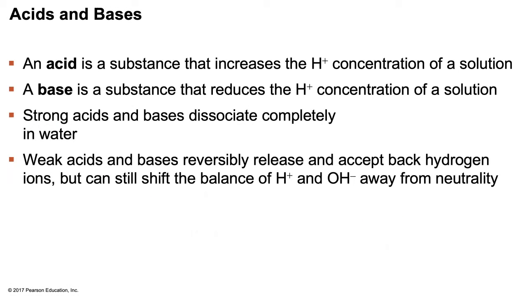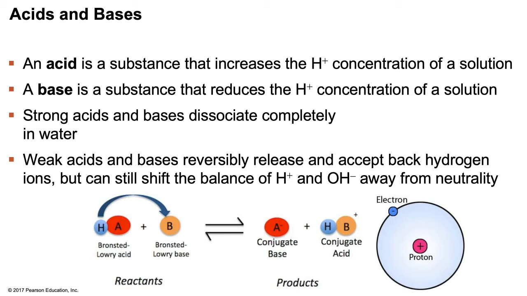Let's revisit hydrogen for a moment. Recall that hydrogen is a proton in the nucleus with one orbiting electron. Again, an acid is a substance that increases the H+ concentration of a solution. And H+ is a positively charged hydrogen, which means a proton without the electron. For this reason, acids are also called proton donors. And conversely, if a base is a substance that reduces the H+ concentration of a solution, bases are proton acceptors.